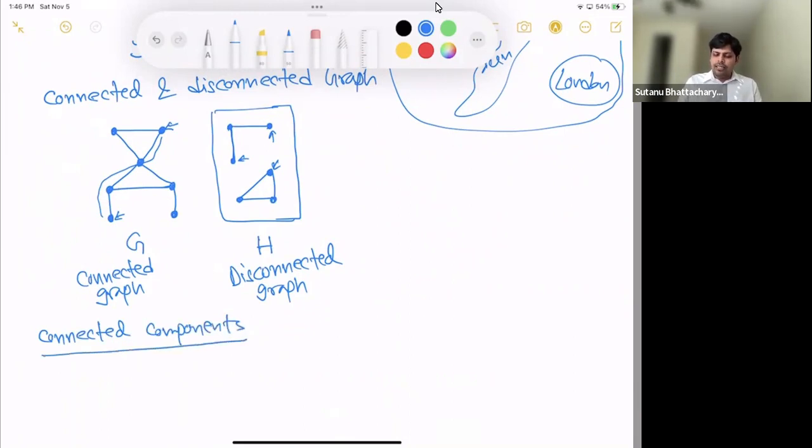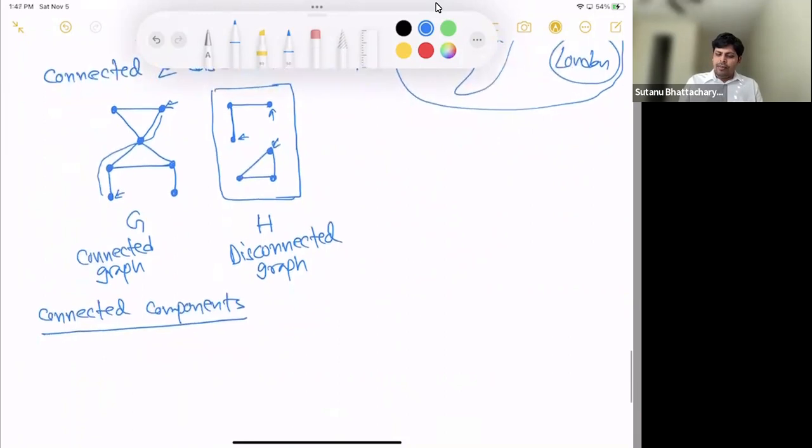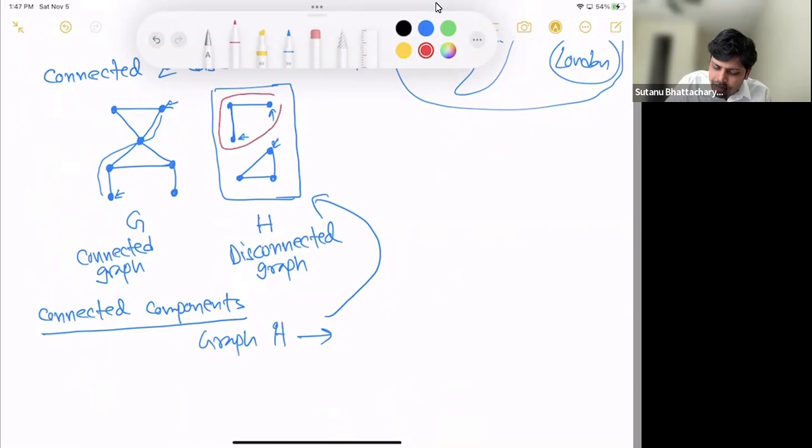Connected components is very simple. If you think of this graph H, graph H has two subgraphs. This is one subgraph, we may call H1. This is another subgraph, H2. So connected components means this disconnected graph has two individual connected components, or two individual connected subgraphs.